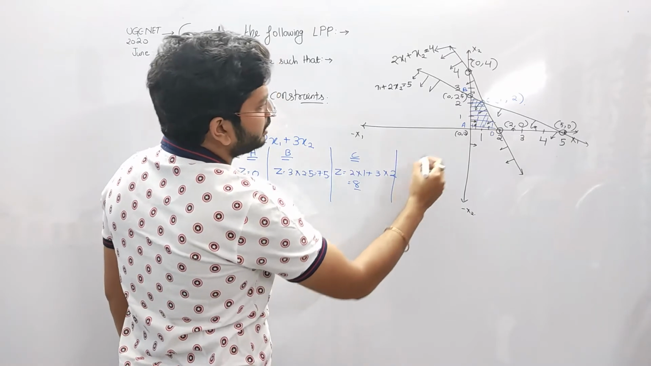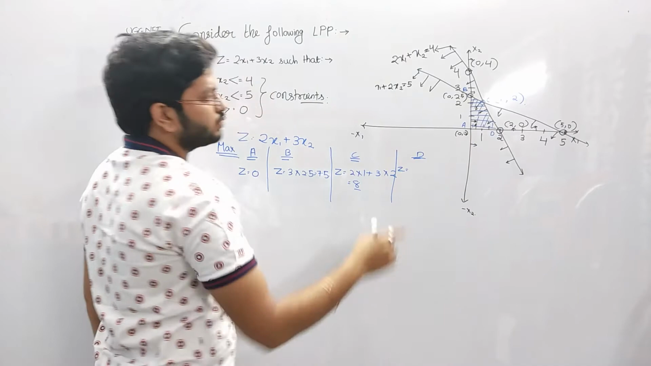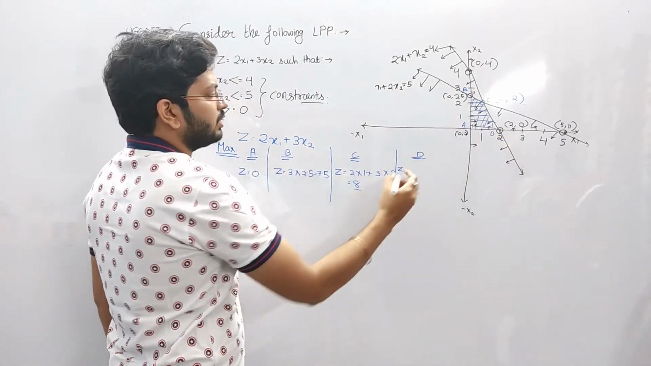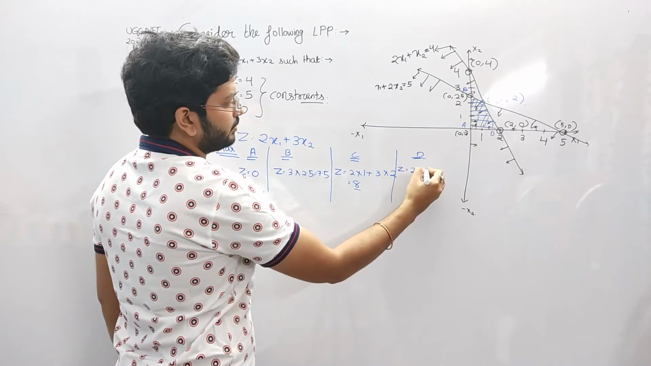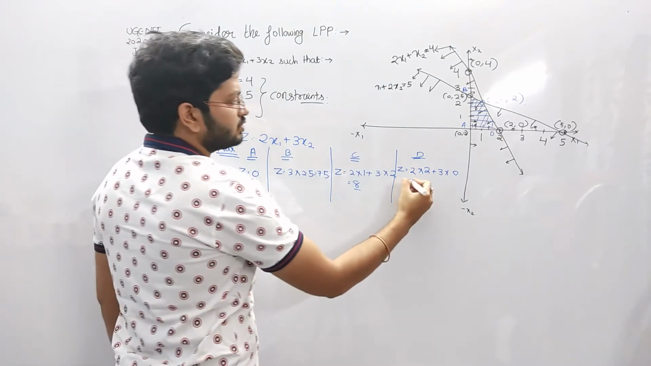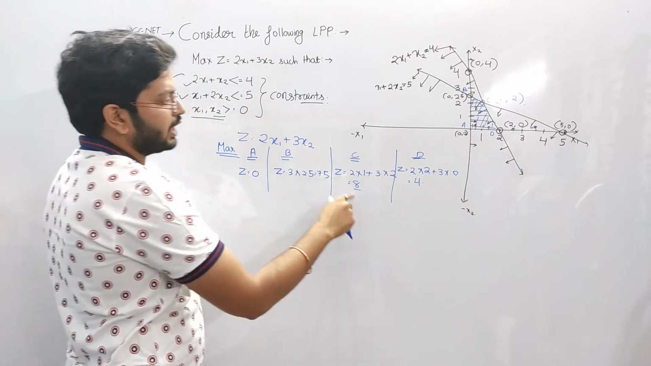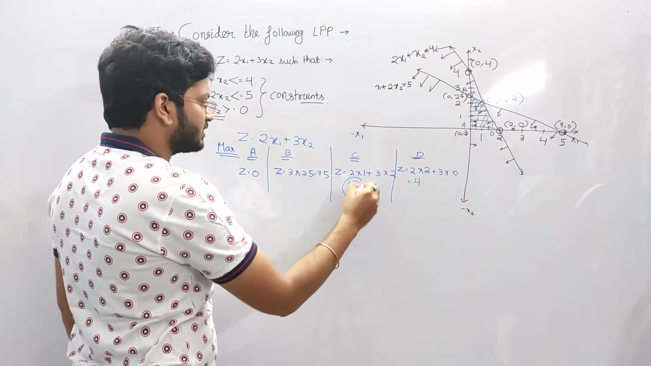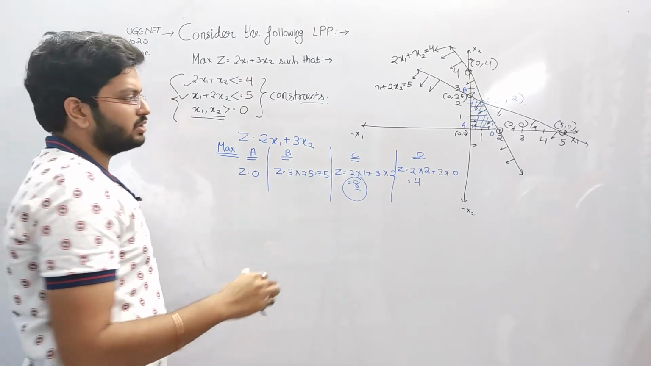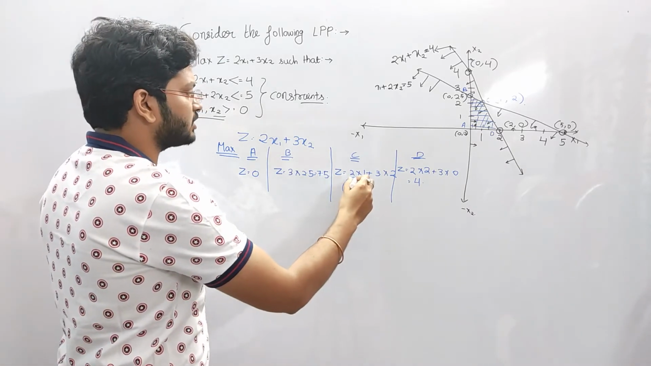Now coming to point D, x1 is 2 and x2 is 0. So z is 2 into 2 plus 3 into 0, which is simply 4. Now which is the maximum from here? 0, 7.5, 8 and 4. We see that the maximum value is 8. There will be 4 options, and 8 will be one of them. So we are getting the maximum value as 8.